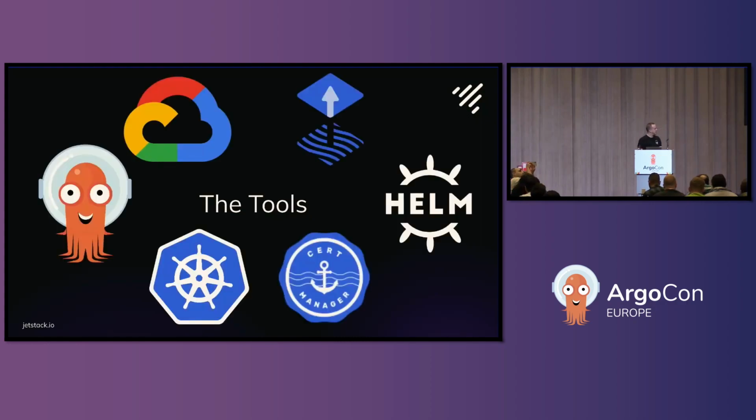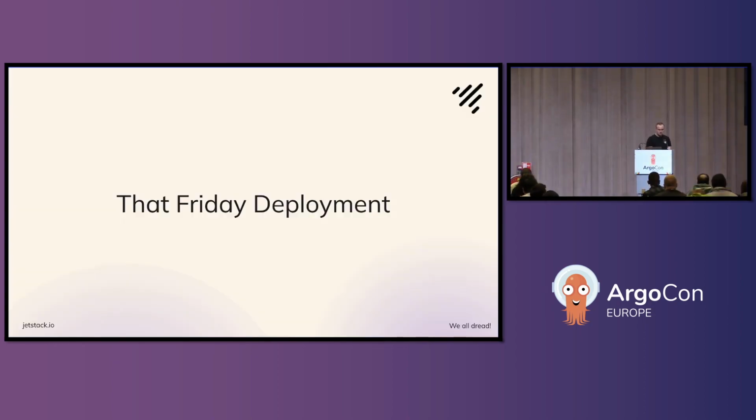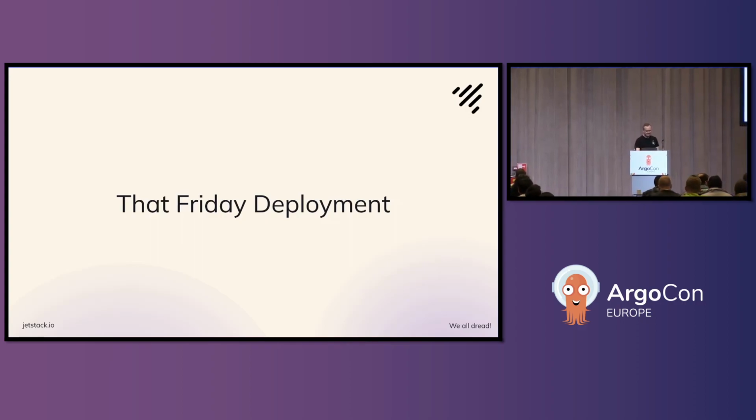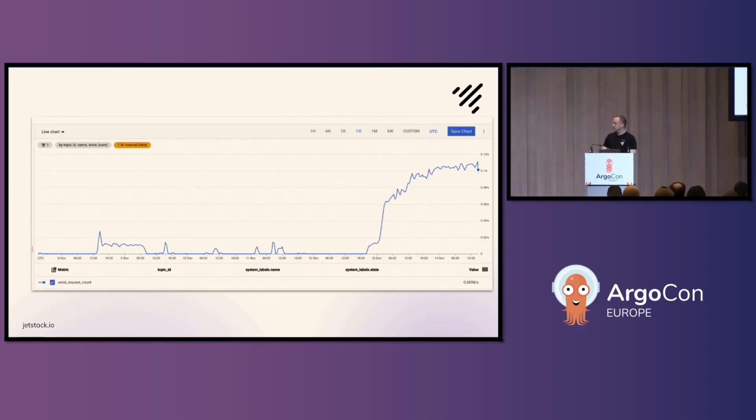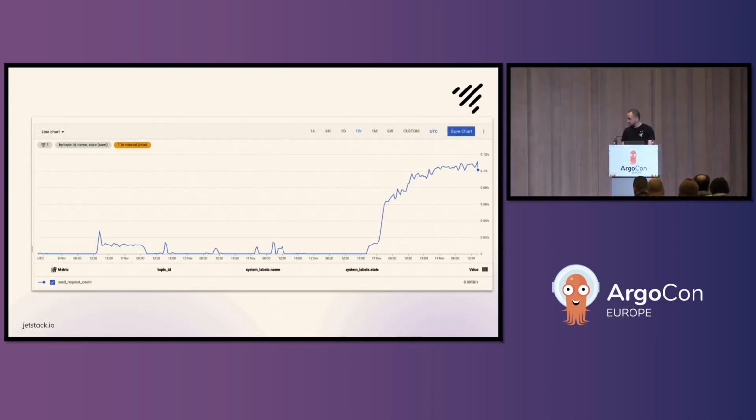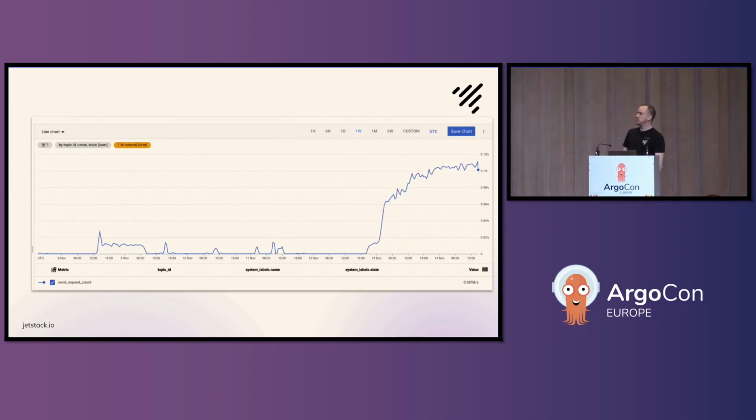Some of the tools that we were using in the platform, you'd probably be more familiar with the logos: Argo CD, Argo Workflows, Kubernetes, Helm, Cert Manager, and Flux. So we've all had this Friday deployment. What happened? Here's a graph of our Pub/Sub messages being published.